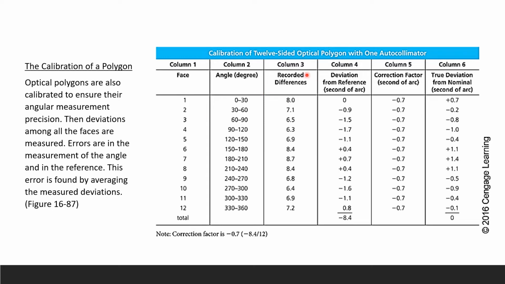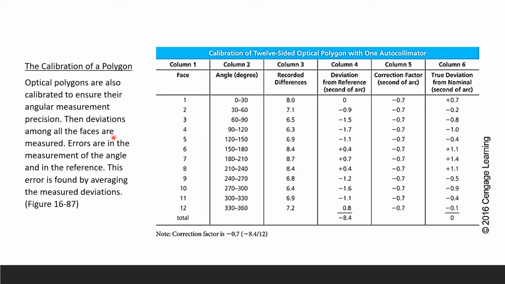So, calibration of two 12-sided optical polygons. Here we have 12 sides with an autocollimator. That's what we're using as instruments. Optical polygons are also calibrated to ensure the precision of the angular measurement. We have to do calibration. Every time we do calibration, what are we doing? You make sure that your instrument is going to give you accuracy and precision when you use it to measure.